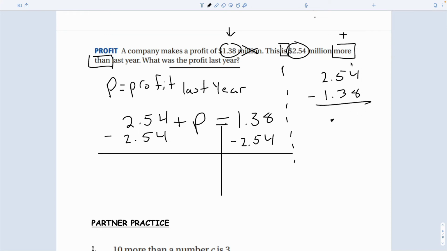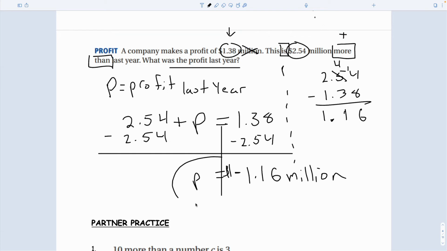Can I do 4 minus 8? Aiden, stop. 14 minus 8 is 6. 4 minus 3 is 1. 2 minus 1 is 1. You just found the profit, but what do I need to add, Colton? Yeah, so unfortunately last year, what was the profit? Last year's profit was a negative $1.16 million.